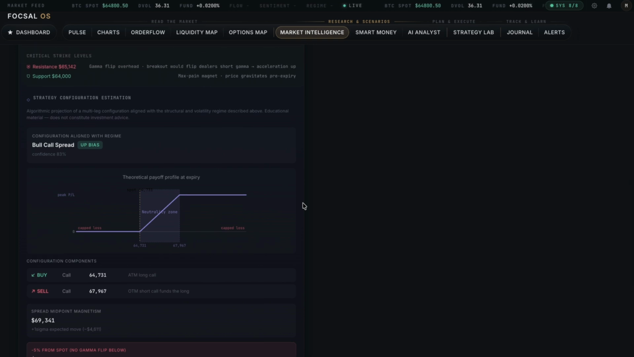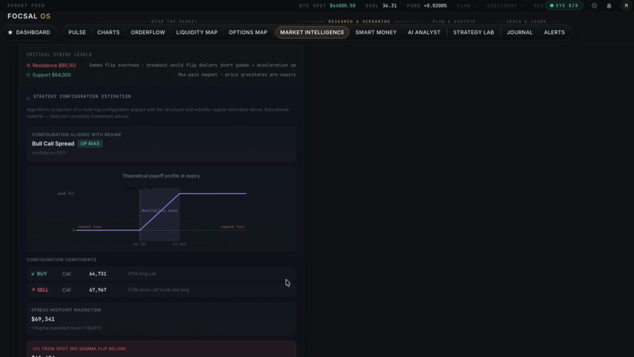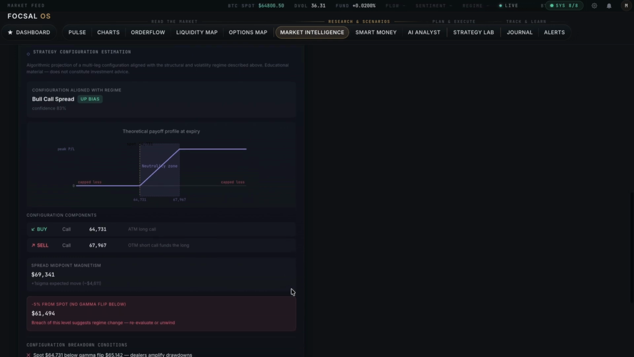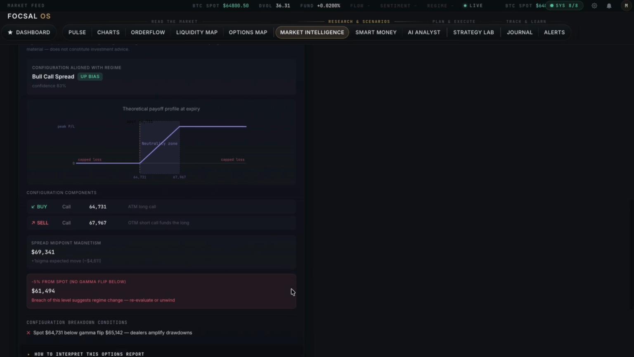The components, 2 legs. 1 sold, 1 bought. The bought one is there to cap the loss. Without it, the risk would be unlimited. The price magnetism zone, where the model expects price to land. And the most important one, the maximum loss boundary. 1 level. Breaching it means the regime has changed and the whole configuration stops making sense.